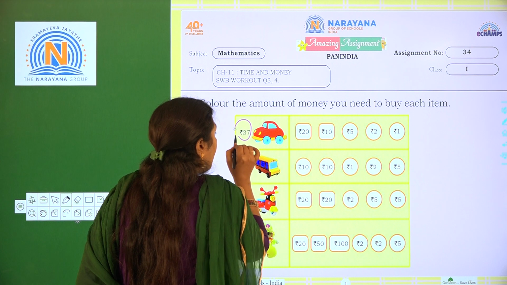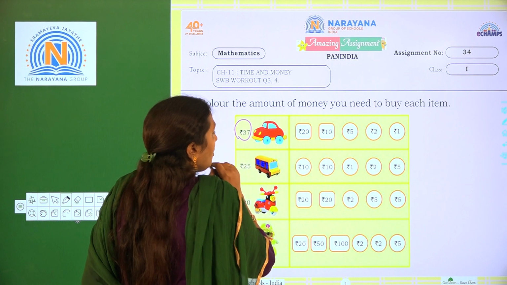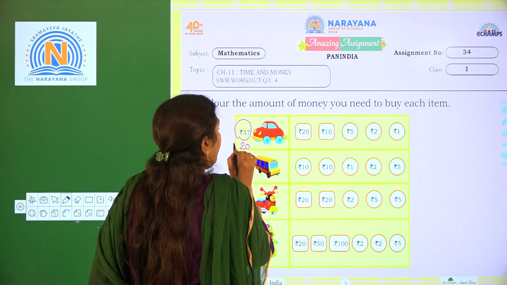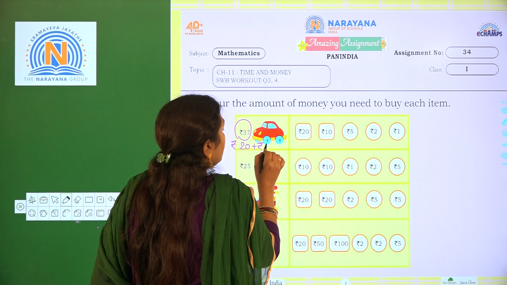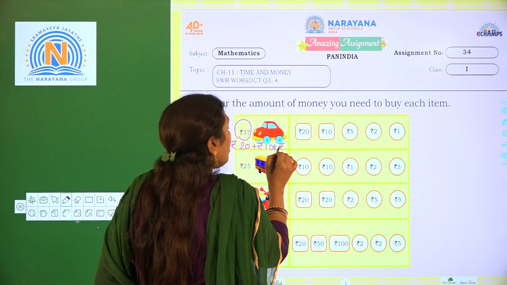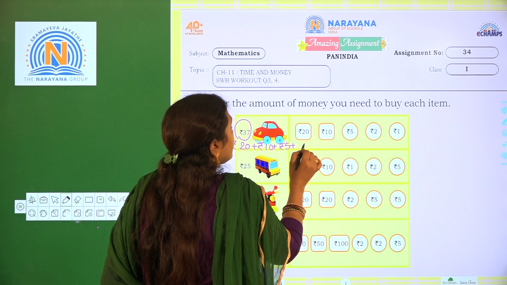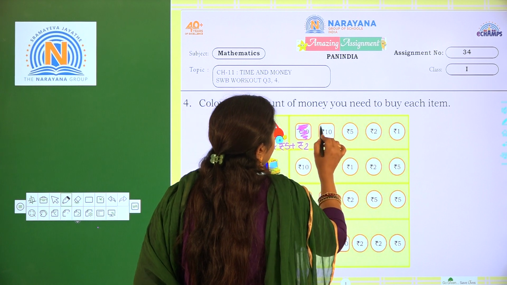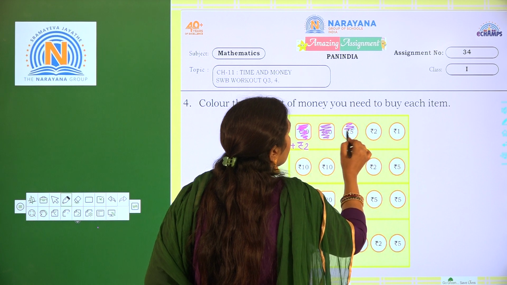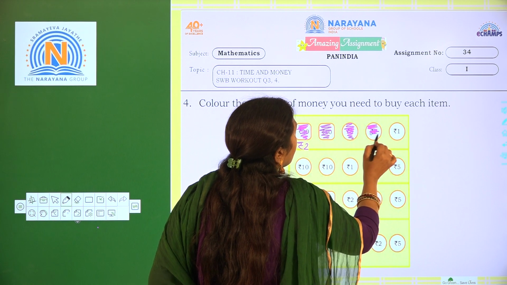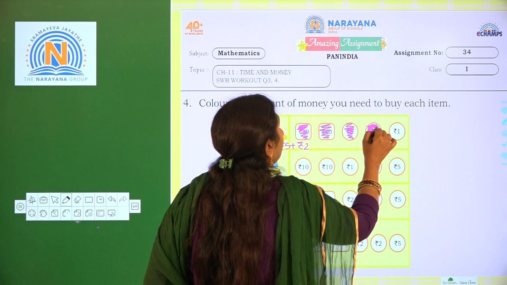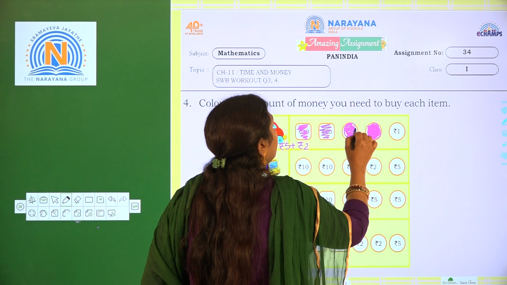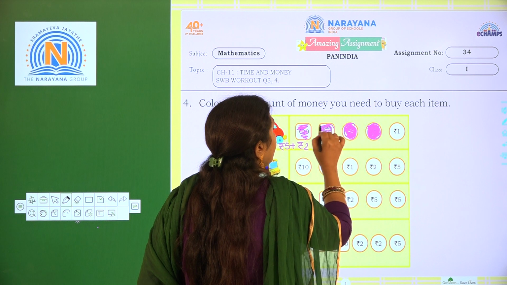What is the cost of the car? 37 rupees. We can write 37 as a 20 rupees note, a 10 rupees note, a 5 rupees coin or note, and a 2 rupees coin. So we have to color them. Use your favorite color. You can color the correct amount, children.